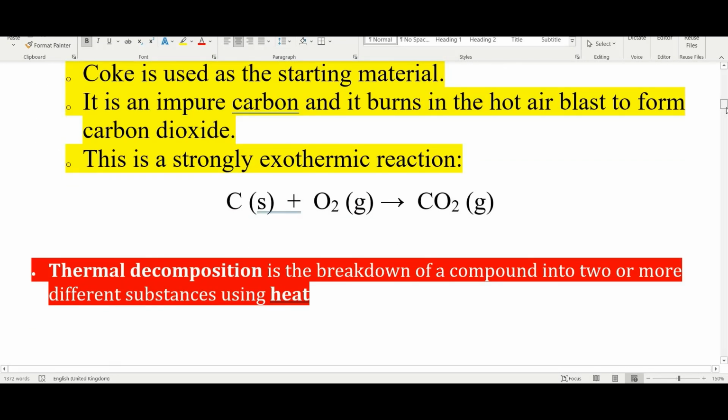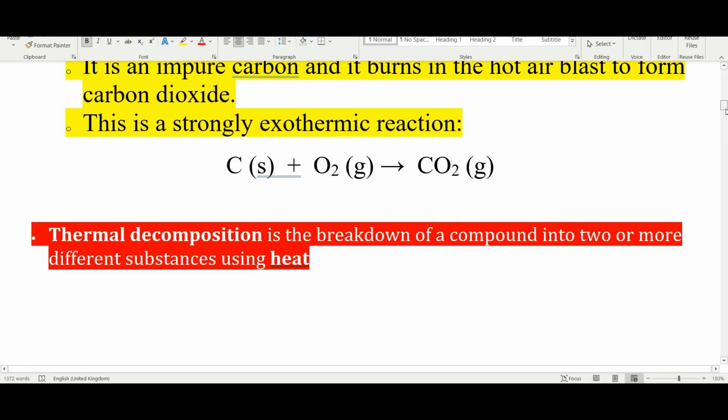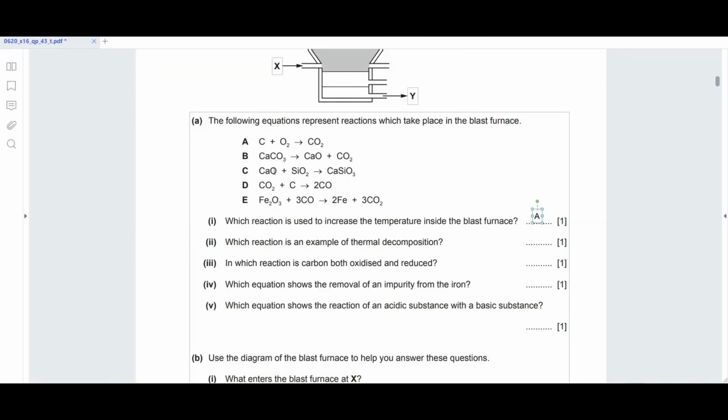Firstly, we should know the definition of thermal decomposition. Thermal decomposition is the breakdown of a compound into 2 or more different substances using heat. So you can see here only reaction B represents the breakdown of a single reactant. All the other reactions involve 2 reactants, and they form a single product or two or more products. But in reaction B only calcium carbonate is on the reactant side, and it is breaking down by the passage of heat, and it will form calcium oxide and carbon dioxide. So for this part of the question, the answer is B.